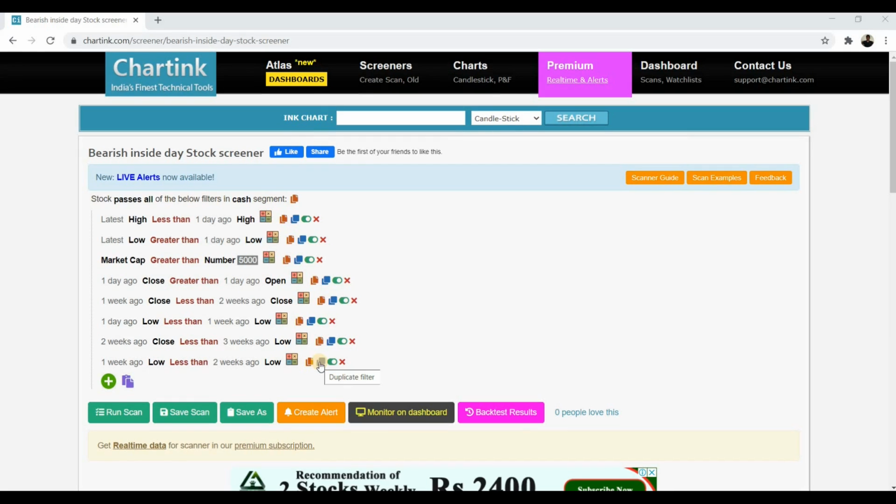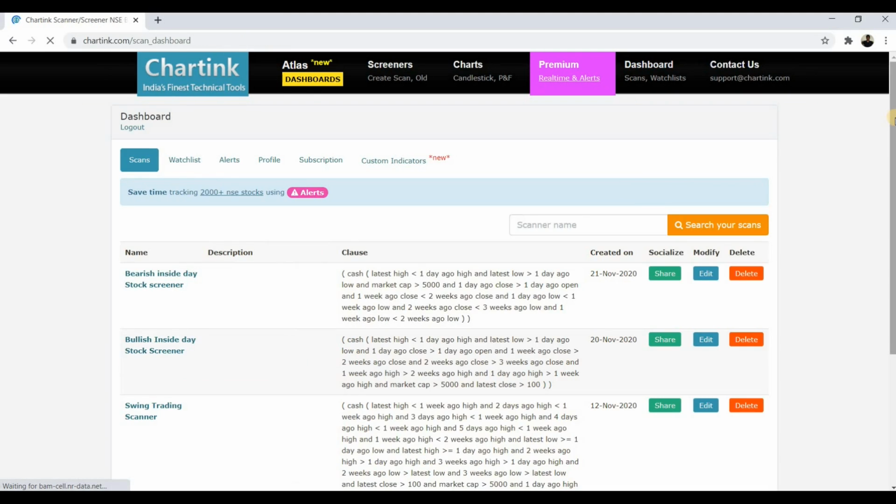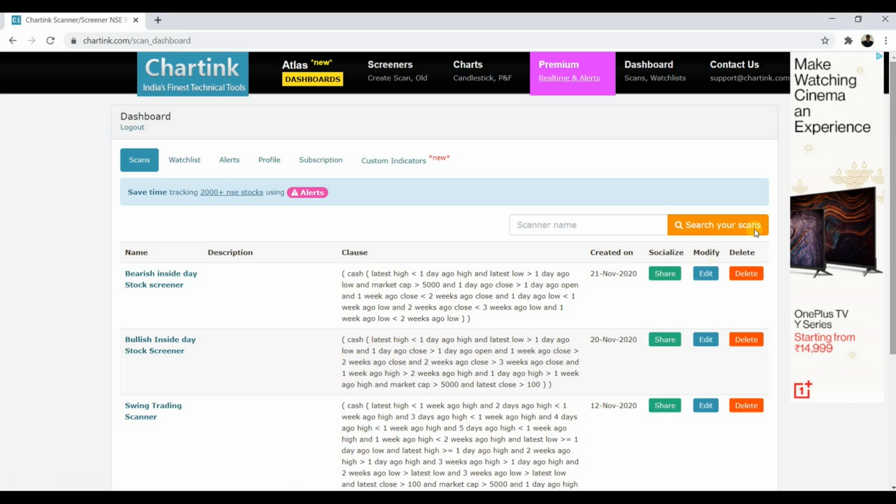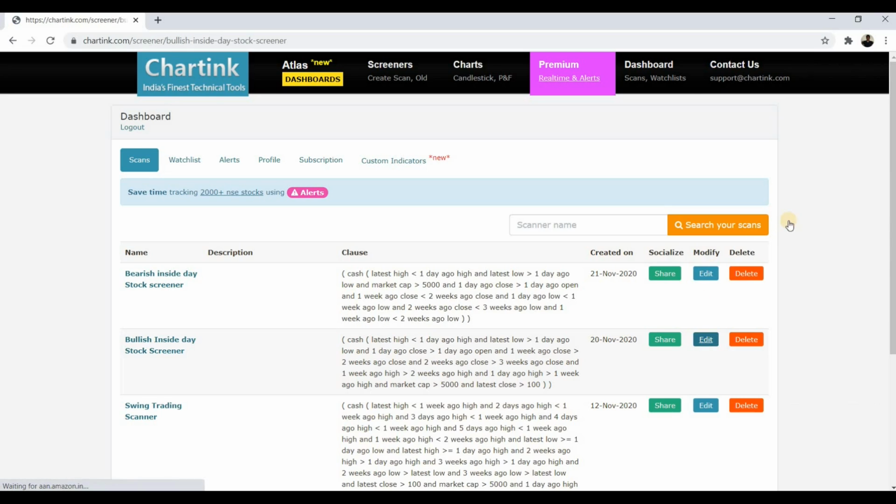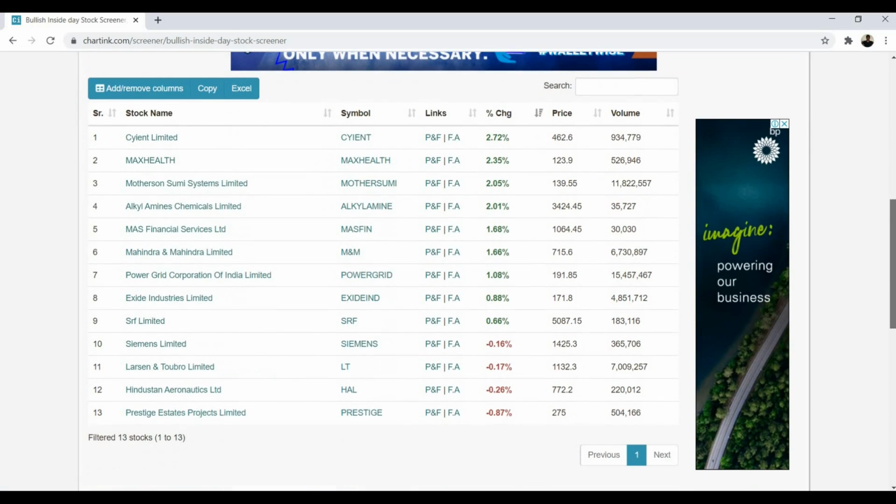Now we are done with step number 1. In step number 2, we are going to add all the stocks which are pulled through the bearish and bullish inside day stock screeners. As we did not find any stocks in the bearish inside day stock screener, we have to add all the stocks from the bullish inside day stock screener. If you already have an account on ChartLink, then you can click on dashboard. Here you will find all the screeners that you have saved. So I am going to click on bullish inside day stock screener, and these are the list of stocks which I am going to add in the watch list.